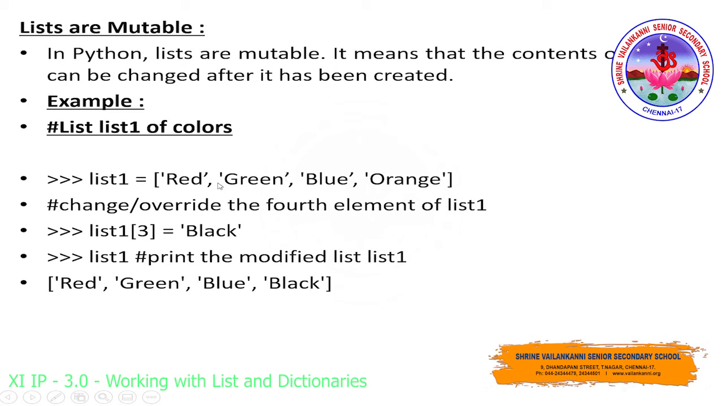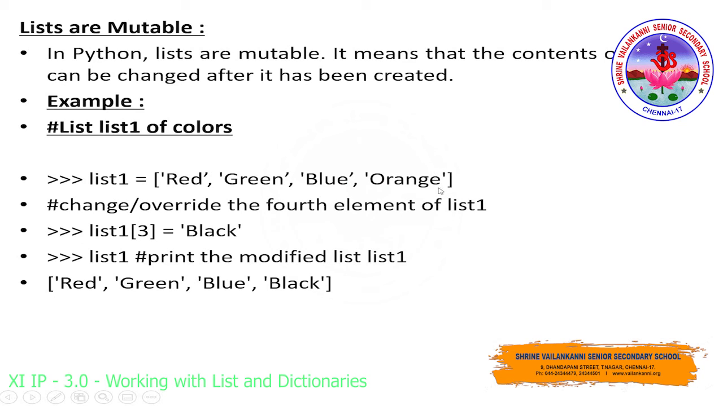So if you consider list1 = red, green, blue and orange, 4 different string values have been given within the list. At the 0th position you have red, and in the first position you have green. So overall you have 4 elements, but according to the index you have 0 till 3. Here they are trying to change the third position from orange to black. So list1[3] = black is given, that is, they are assigning the value black to the index position 3.